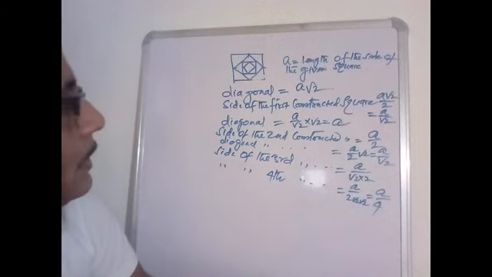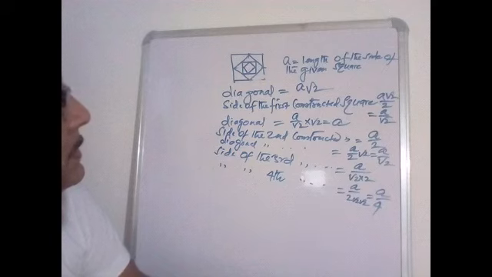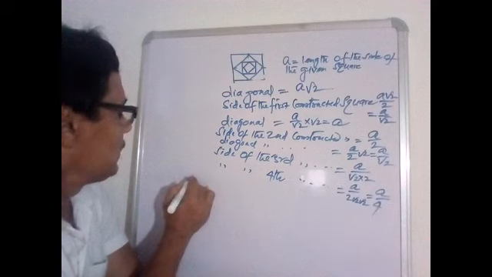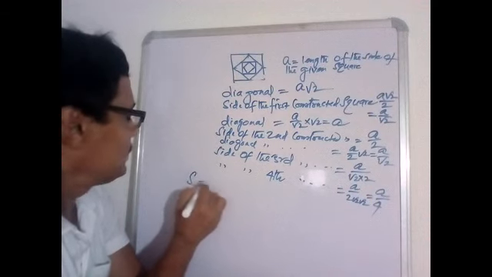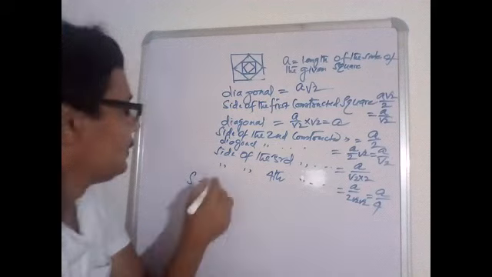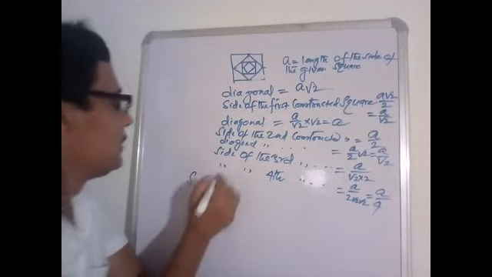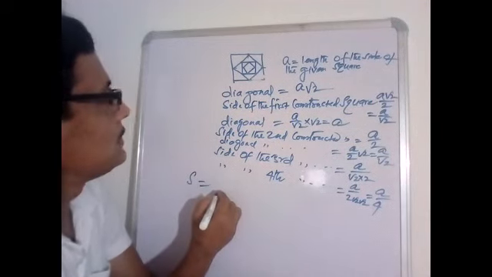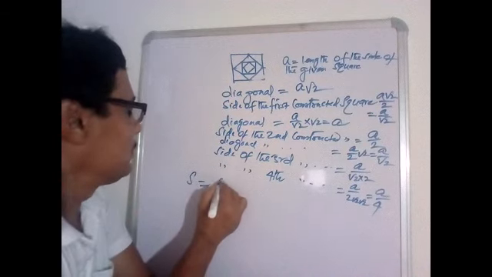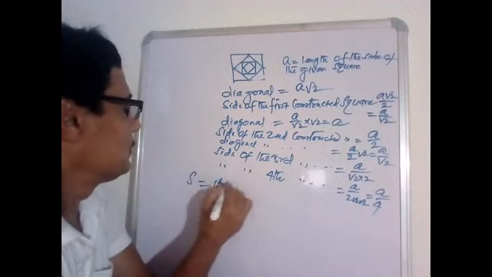Now we shall find out the sum of the areas of this infinite number of squares. Let S be the sum of the areas of these squares. So S equal to area of the first square. Area of the first square is, the side of the first square is A by root 2, that is (A by root 2) square.